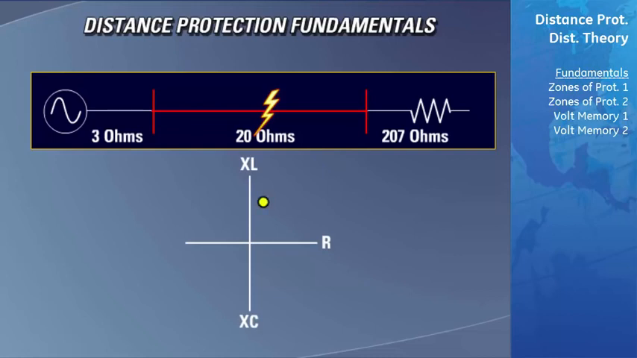Therefore, the plotting of the measured impedance on the RX diagram will be very close to the y-axis. Now the impedance point will fall along the line drawn from the origin to the impedance of the entire transmission line. Since we know that the distance to the fault is actually closer than the length of the entire transmission line, it is in the zone that we are protecting. Therefore, we can send the signal to trip the breaker and clear the fault.